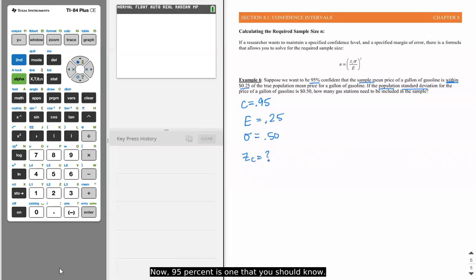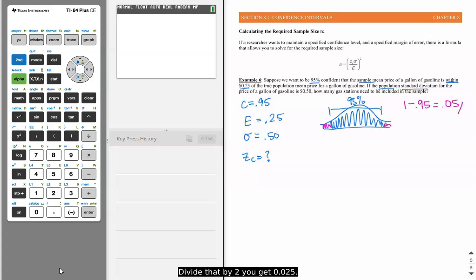Now, 95% is one that you should know, but in case you don't, I'm just going to walk you through the steps of how you can always find it. If I draw my curve, 95% confidence, maybe something like this, just a general sketch. So this is 95, you're 95% confident. We have to figure out what the tails are. If I take 1 minus 0.95, so 0.05, you can do this in your calculator too. Divide that by 2, you get 0.025. That's what the tails are.